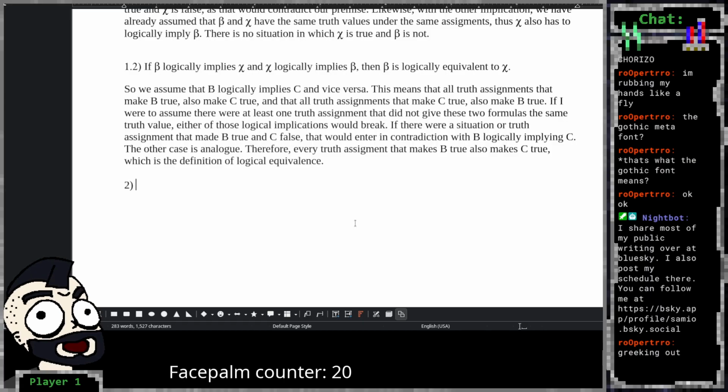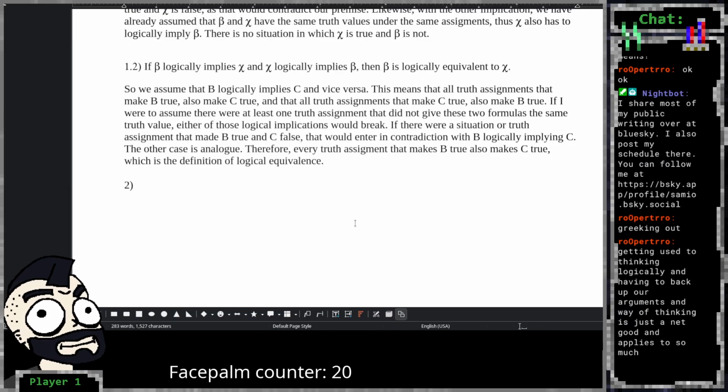That type of scientific rigor is something that is very politically needed. Getting used to thinking logically and having to back up our arguments and way of thinking is just a net good and applies to so much. I think this is a net good in most cases, but there are also limits.